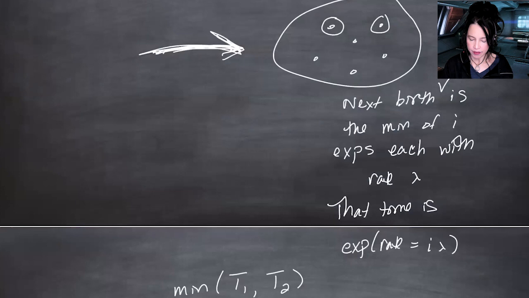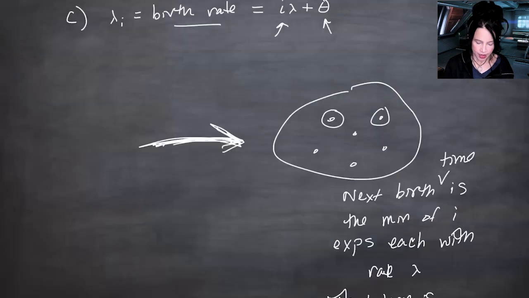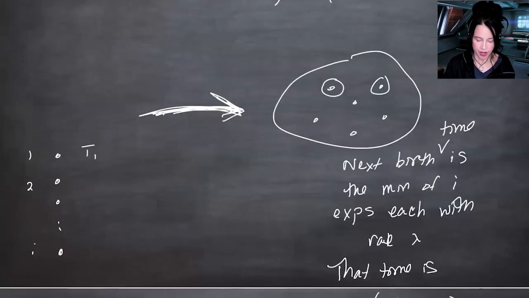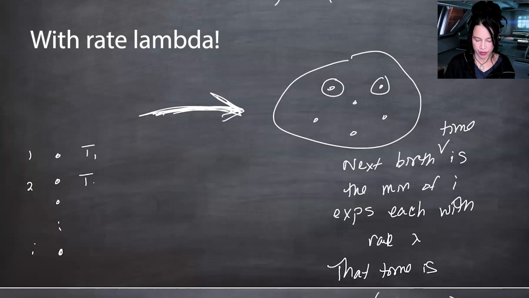Yeah, what we have when there's currently I is we have 1, 2, 3, down to I: 1 person, 2 persons, down to I persons. This one will give birth after, I'm going to change my notation, after an exponential amount of time with rate lambda. This one will give birth after an exponential amount of time with rate lambda, and so on down to person I.